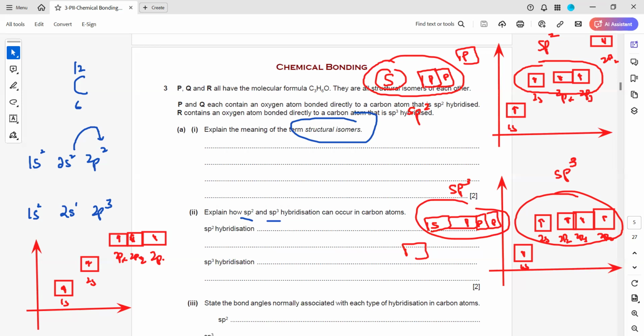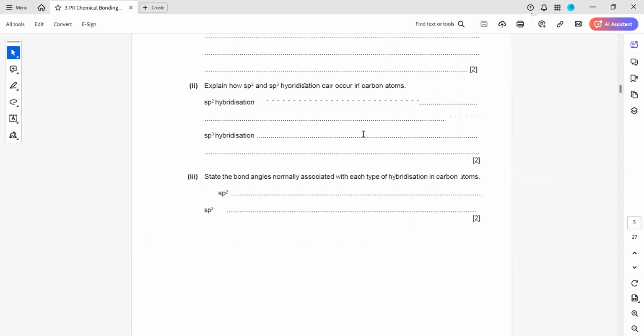Is it clear? The concept of hybridization? Then state the bond angle.